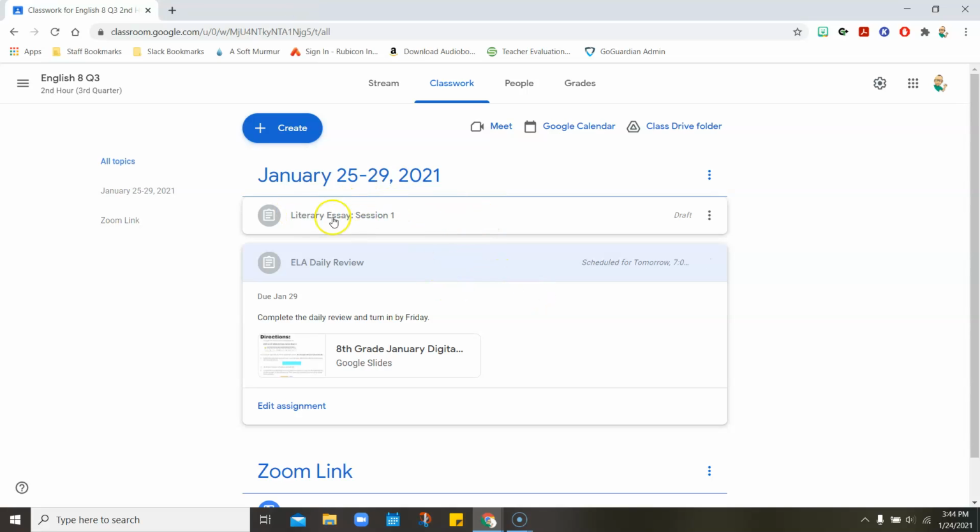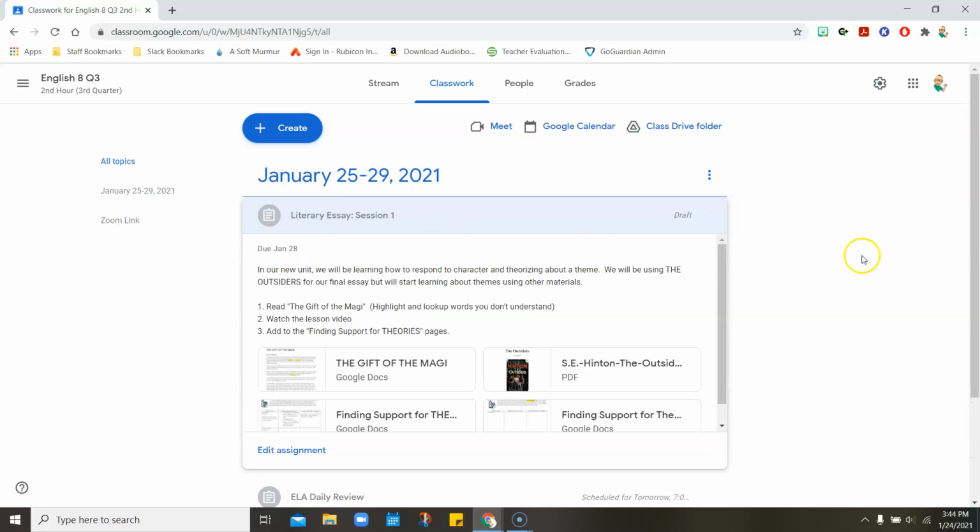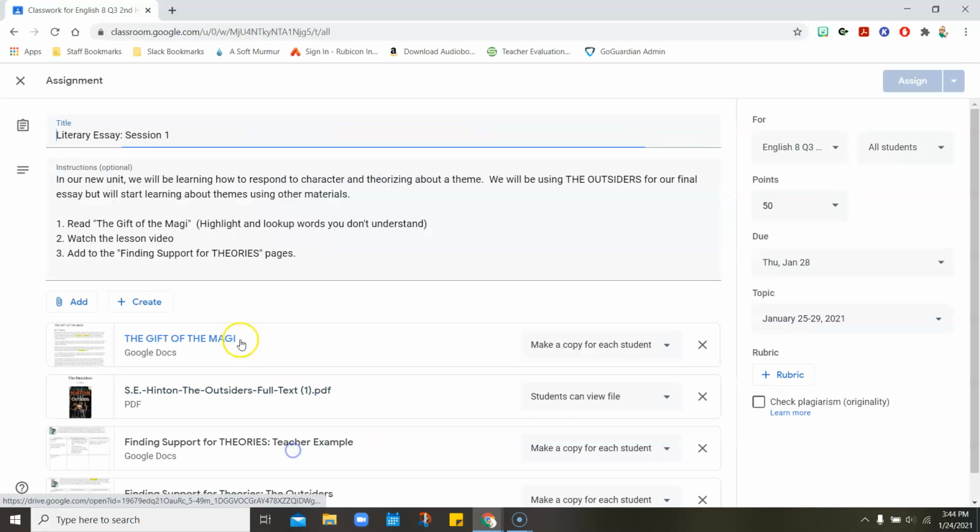So this literary essay session, I'm going to be making it due at the end of the week, but we are focusing mainly this week on NWEA testing. So, okay. So literary essay session 1.